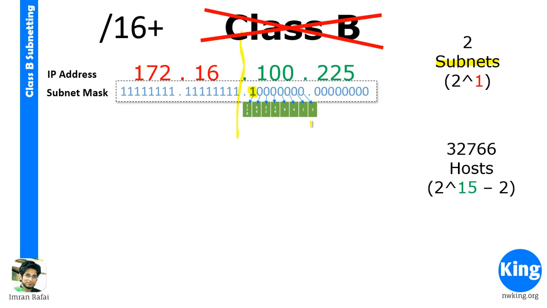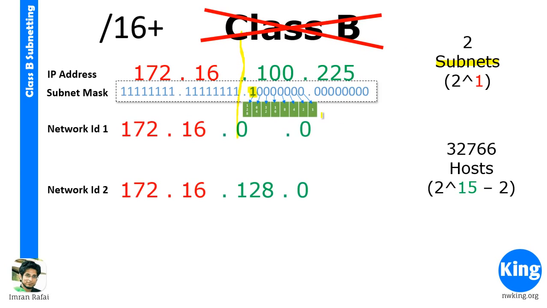So the first network ID is going to be where you do 172.16 and make everything else that you see here in green, which is the host part, make everything as 0. So the first network ID is 172.16.0.0. How do we get the second network ID? The second network ID is got by adding the place value of the last one. So last one here is this, the place value is 128.